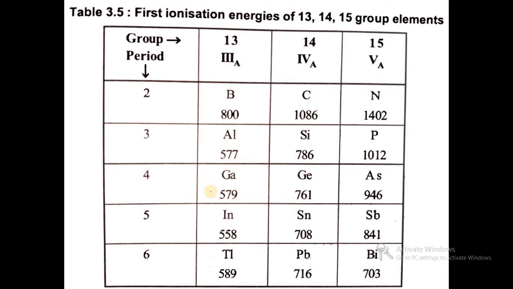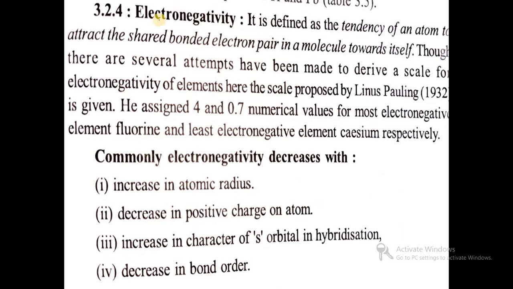Here there is a chart: in the case of boron, ionization energy is 800 kilojoule per mole, but for thallium it is 589. And when we go across the period, their ionization energy goes on increasing because size contraction takes place. So this is about ionization energy.